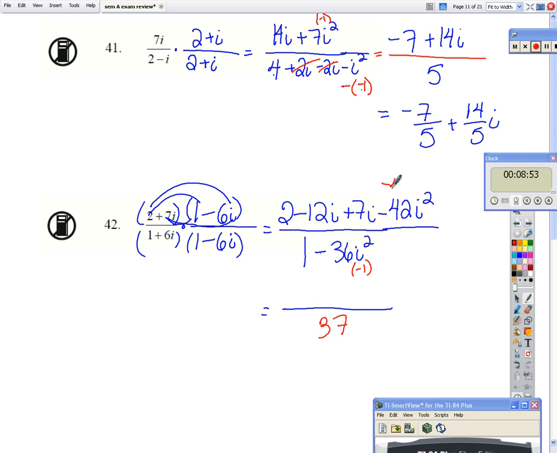So this is negative 42 times negative 1 for positive 42. Plus 2 is 44. Negative 12 plus 7, so that's minus 5i. And again, I'm going to split that up so that I have it in standard form.